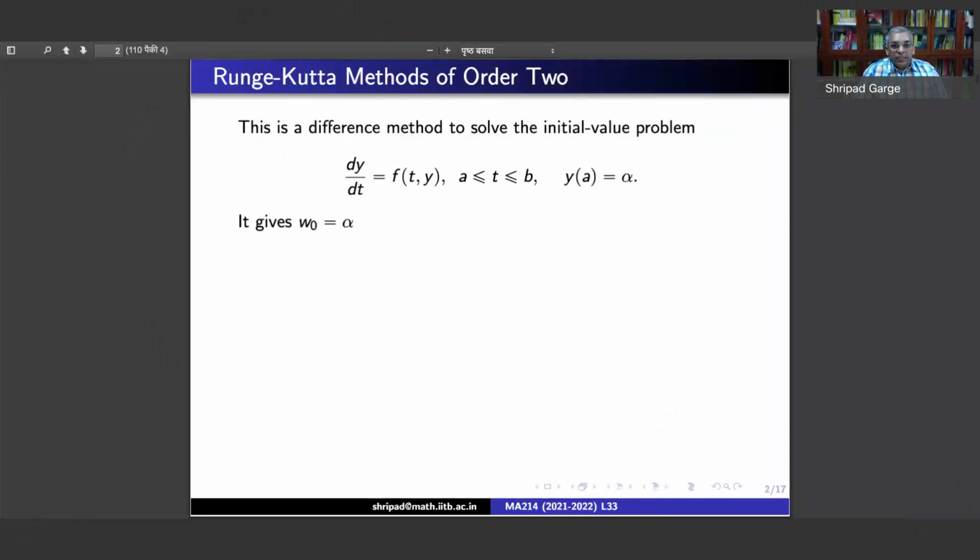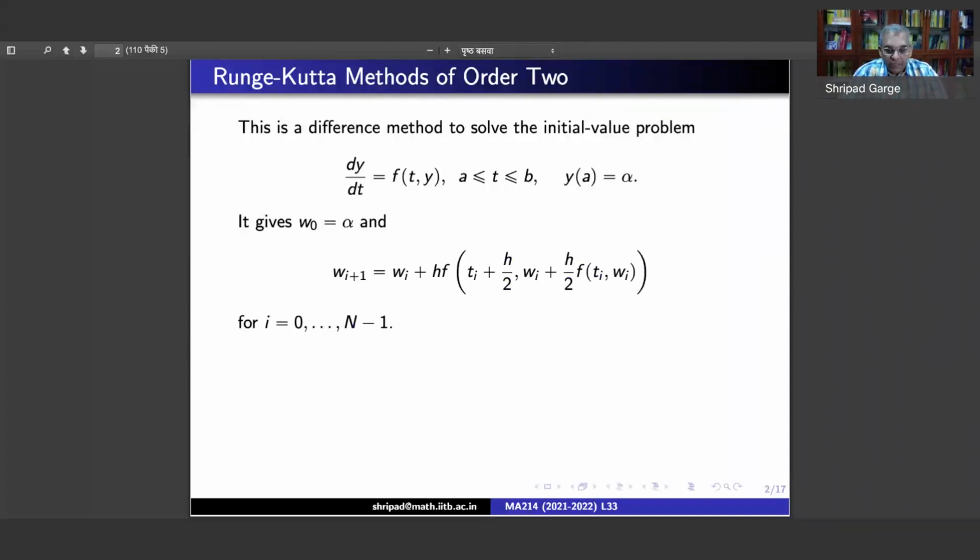And this method that we have started with will describe w0, which is the first approximation, to be alpha. And the next ones onwards would be w_{i+1} = w_i + h f(t_i + h/2, w_i + (h/2) f(t_i, w_i)). So this is what we have in the first Runge-Kutta method of order 2.